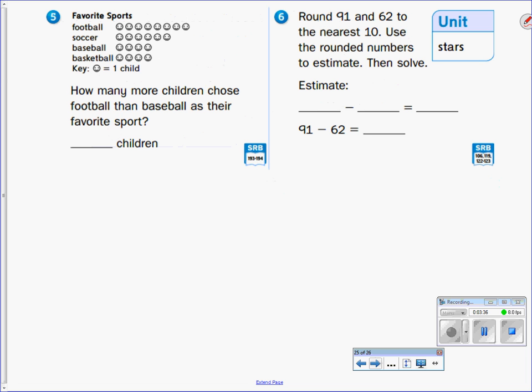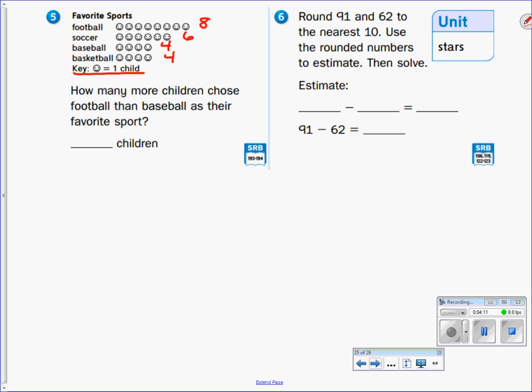Okay, number 5. How many more children chose football than baseball as their favorite sport? Well, we have a pictograph up here, okay, and we can look at this. First, we got to look at the key, and the key tells us that each one of those smiley faces equals 1 child. So I can do 1, 2, 3, 4, 5, 6, 7, 8 in football, 1, 2, 3, 4, 5, 6 in soccer. I have 4 in baseball, and in basketball we have the same there, which would be 4.